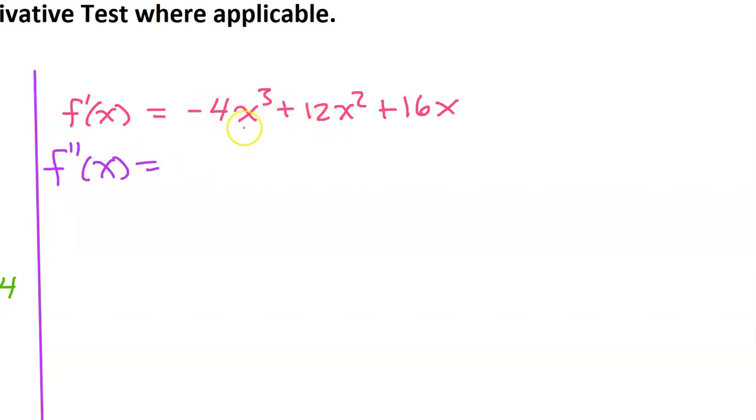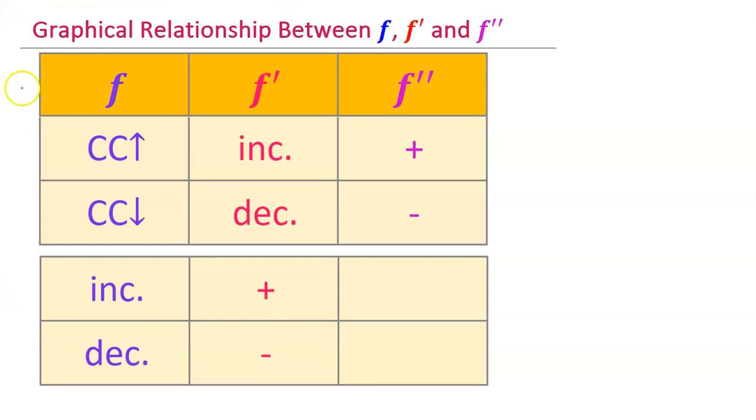So doing that power rule, the 3 multiplies the negative 4, so we have negative 12x squared. The 2 multiplies the 12, we have positive 24x, and then plus 16. So this is the second derivative. Long ago, we learned that if the second derivative is positive, the original function is concave up. If f double prime is negative, then f is concave down.